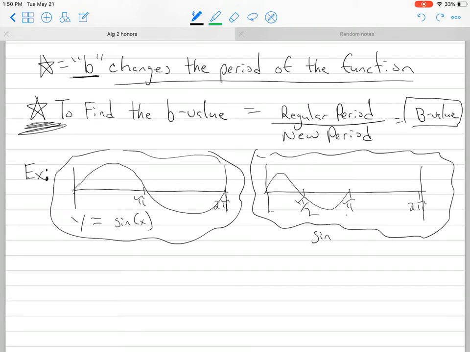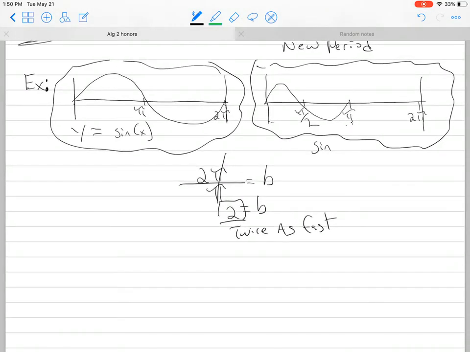But if I take this period, or a regular period is 2 pi, and I put it over this new period of pi, this is going to give me the b value, because what happens? Well, pi cancels out, and b ends up equaling 2, which means it went twice as fast. My b value is 2. When I take it and multiply it by 2, I get a shorter period because the circle is moving faster. Okay? But I can do this for anything.